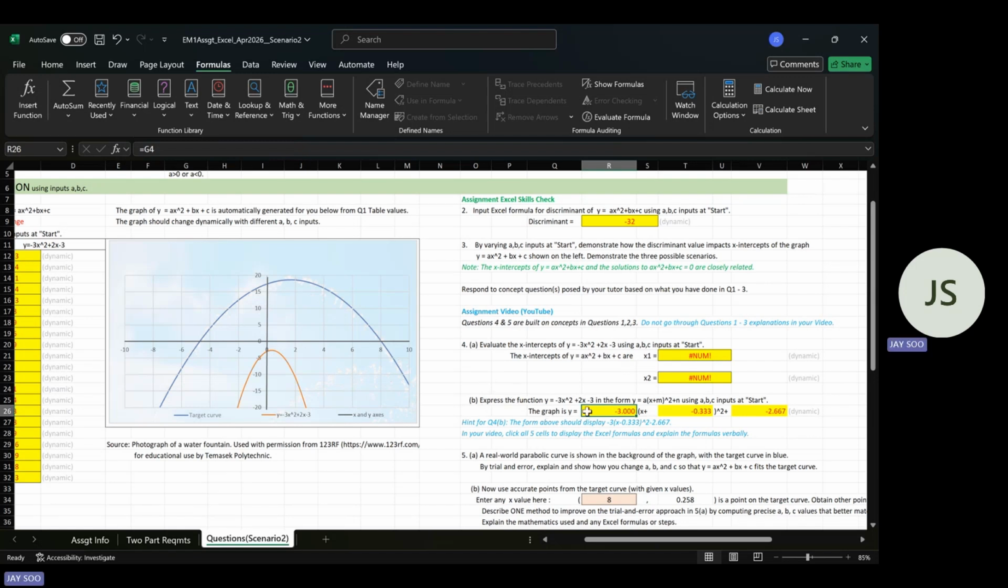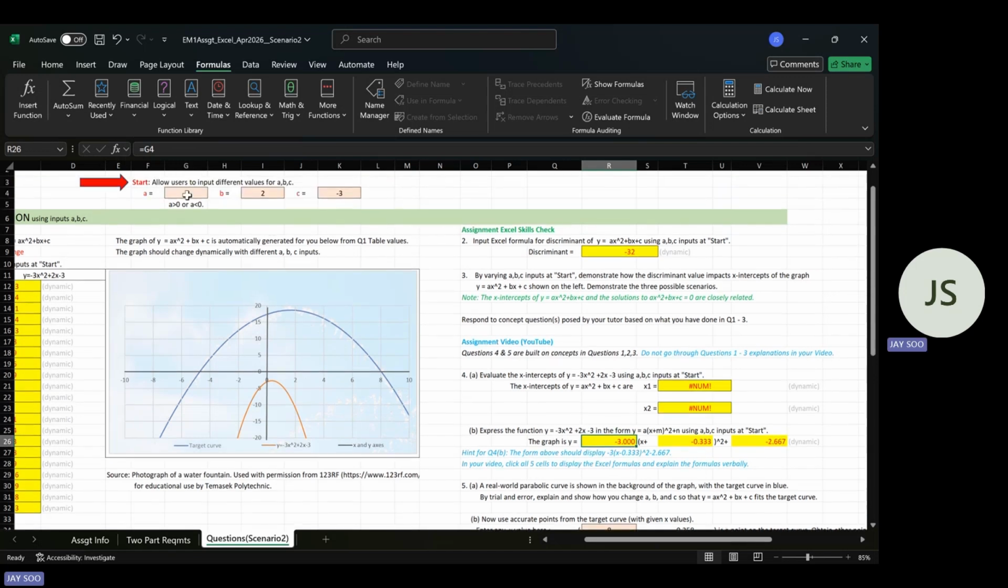For 4b, we have to express this function in the form of a complete square format. For the a, we can put this a here. For m, we have to use b over 2a. And for n, we have to use c minus b squared over 4a.